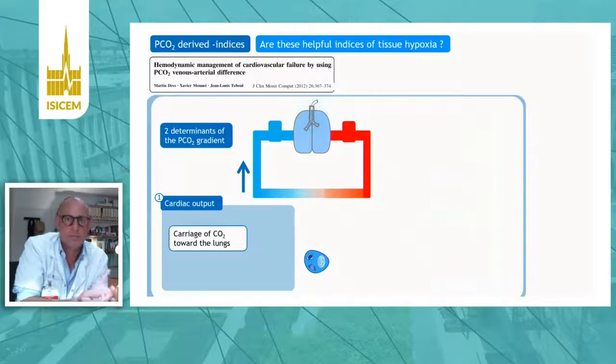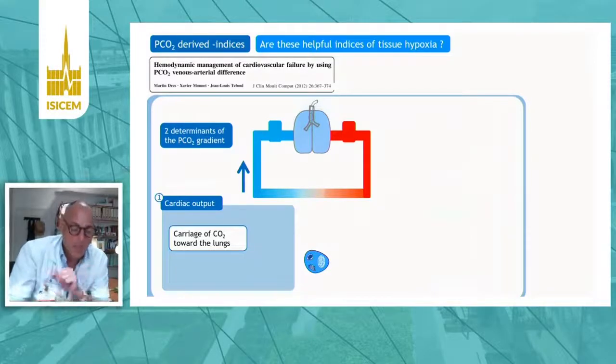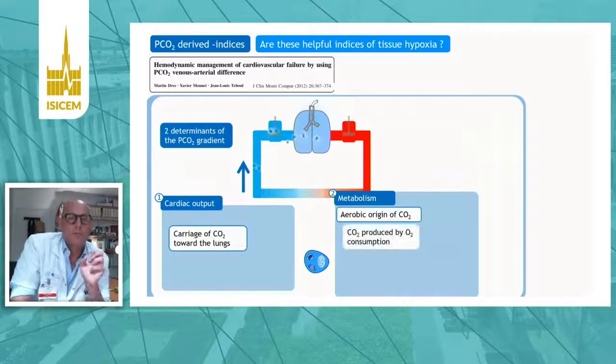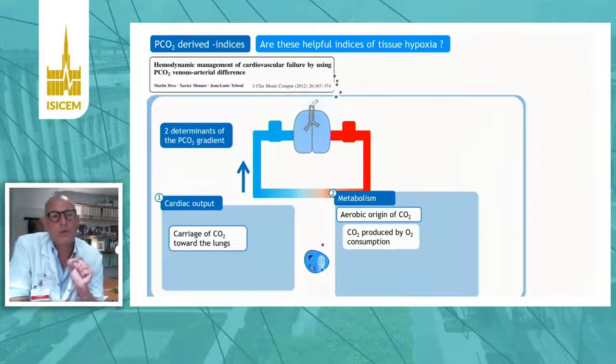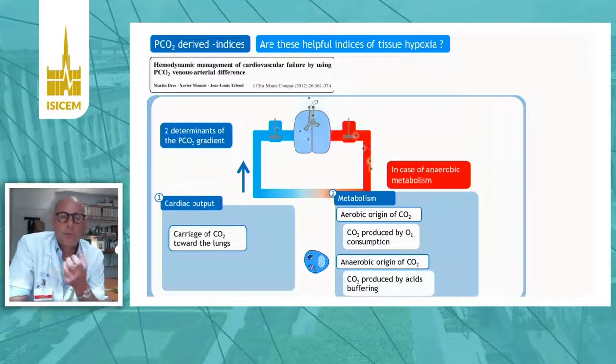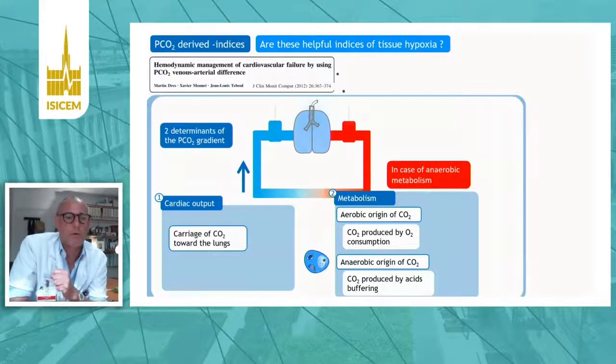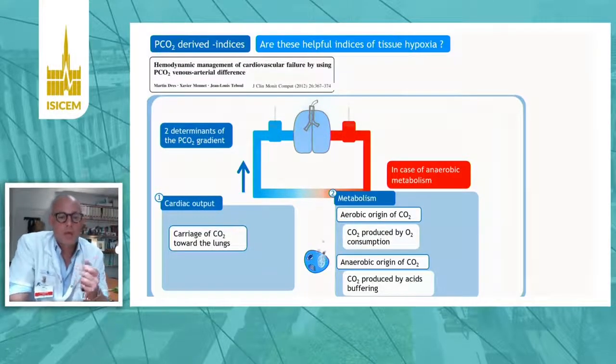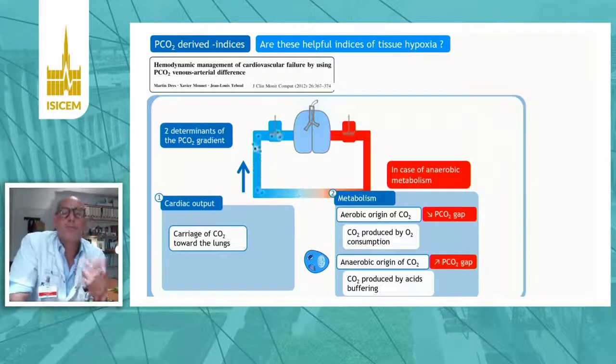An elevated PCO2 gradient basically tells you that cardiac output is not enough for carrying CO2 and eliminating CO2 through the lungs. Regarding the metabolic origin, in fact, during shock, there are two possible origins of CO2. There is the anaerobic origin of CO2 we want to detect because it indicates anaerobic metabolism. It's the CO2 produced by the acids for buffering the acids due to tissue hypoxia. And this, of course, tends to increase the PCO2 gap.